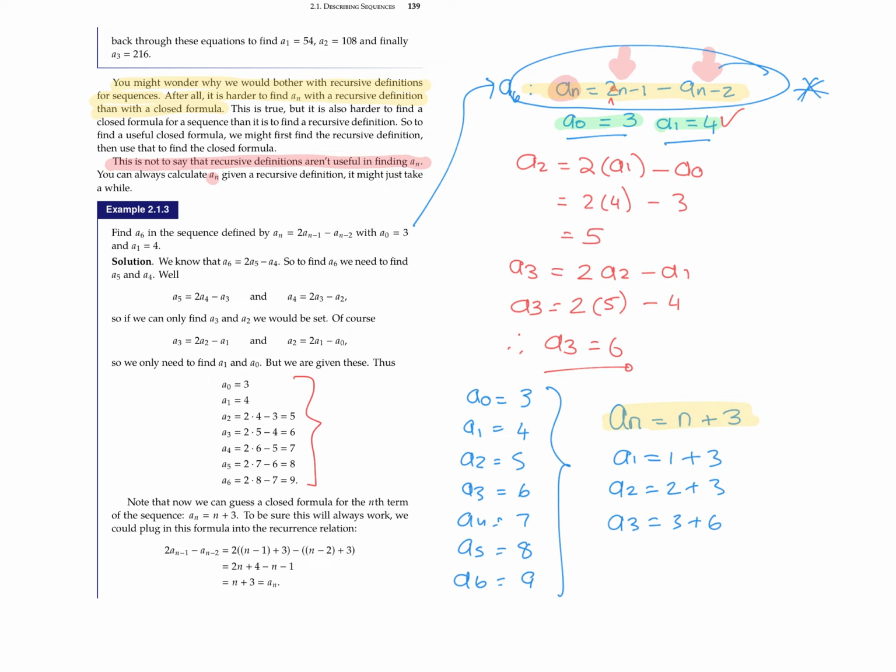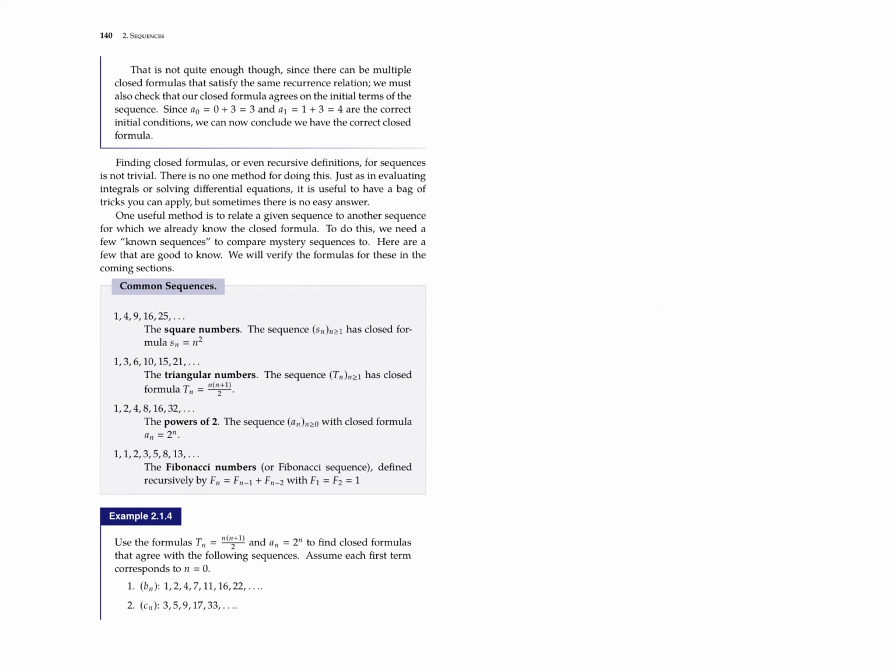So we've worked from the recursive definition which was given to a closed formula to express our sequence. Sometimes it's difficult, sometimes it's not. You just have to work slowly and see if you can get there. So this is not quite enough though. That's the sad news. Since there can be multiple closed formulas that satisfy the same recurrence relationship.